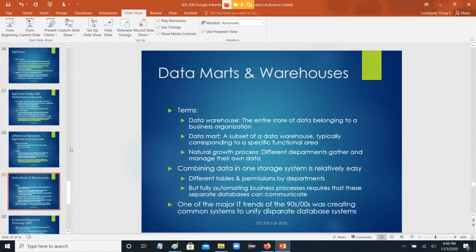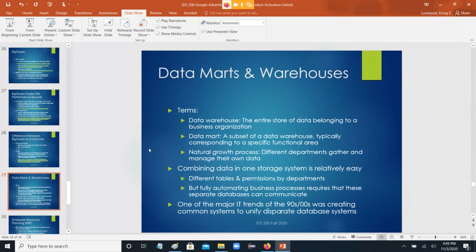Okay, so other stuff, terms and definitions, data marts and warehouses. So a data warehouse is all the data that belongs to a business organization. So think of it as just a big garage that you're throwing all your data in. That's the data warehouse. And a data mart is a particular subset of data in a data warehouse. So typically it's for some specific functional area. For example, the accounting data mart, the finance data mart, whatever.